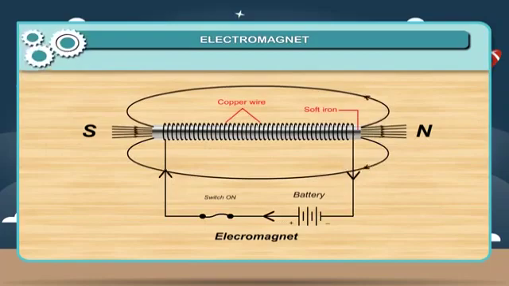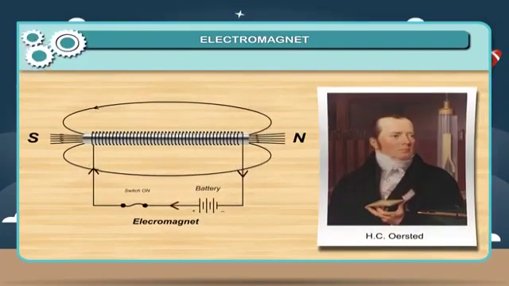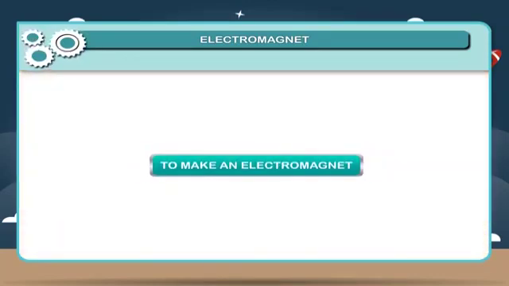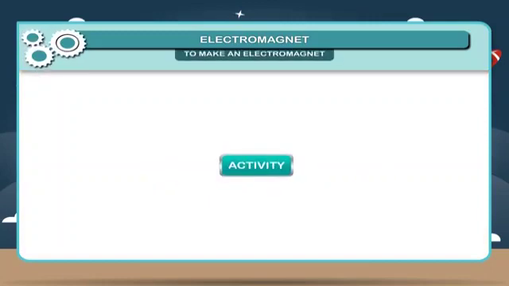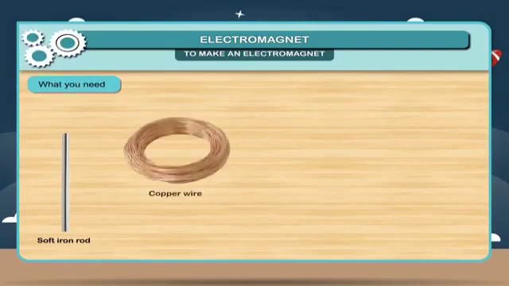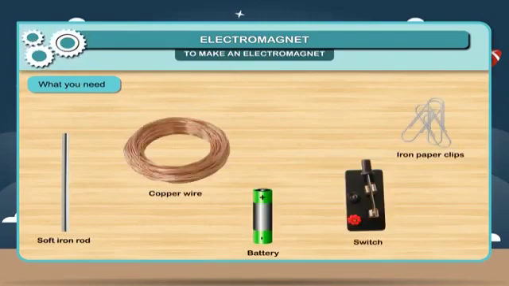The property of electromagnetism was discovered by H.C. Ørsted. Let us perform an activity to see how electric current is used to magnetize a magnetic substance. To make an electromagnet. Activity. What you need: a soft iron rod, copper wire, battery, switch, iron paper clips.